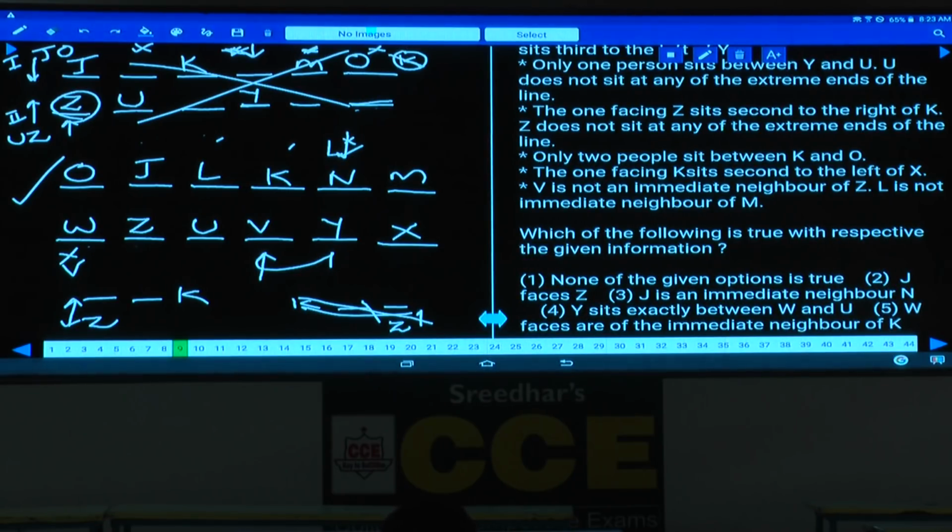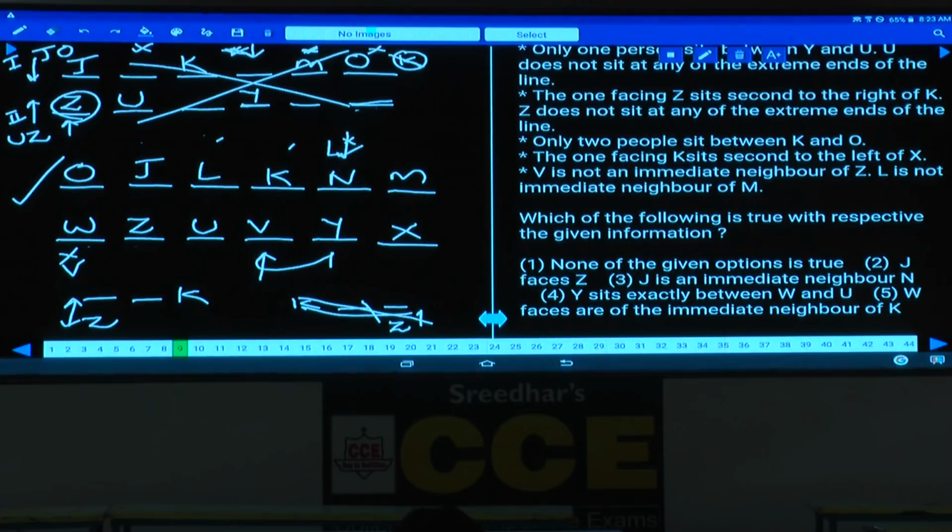Then coming to question number 9, which of the following statements is true with respect to the given information? Now the second one, J faces Z. Is J faces Z definitely true or not? Yes. Hence choice 2 is definitely true, the ninth one.